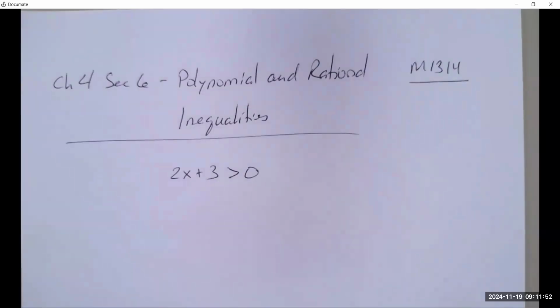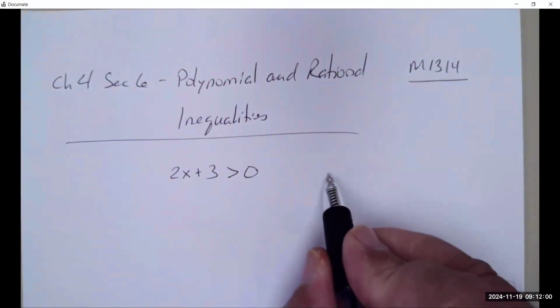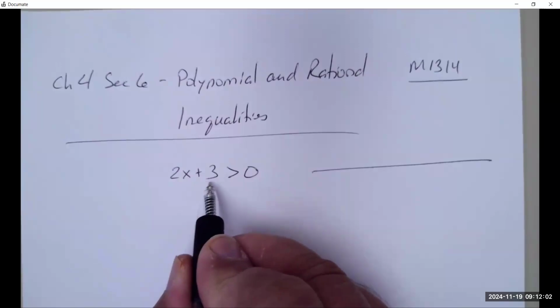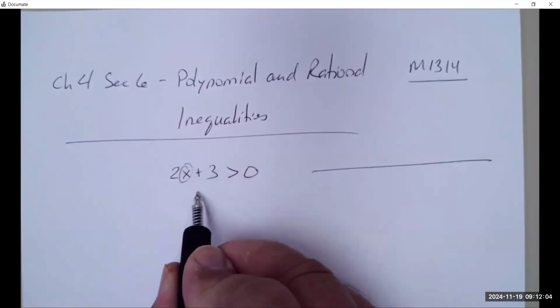So when we had this, what are we looking for? What values of x makes this true? Well, it could be 0. So now we solve for x. So we subtract 3.